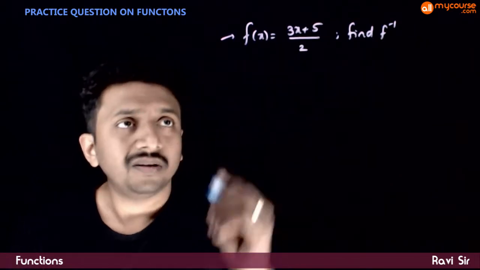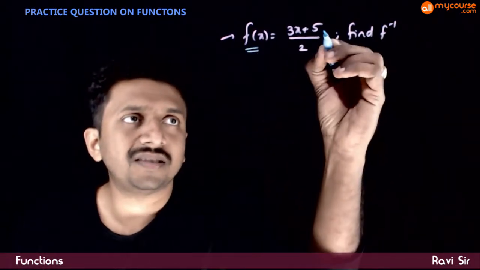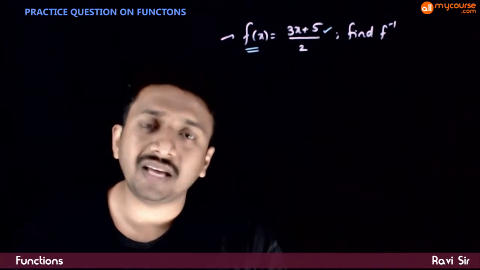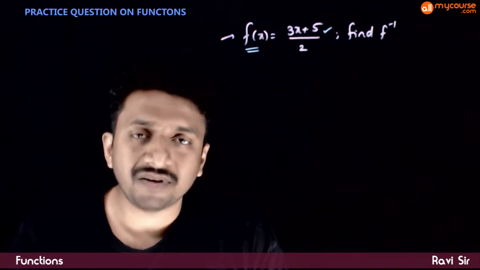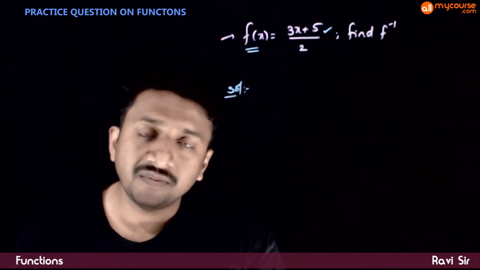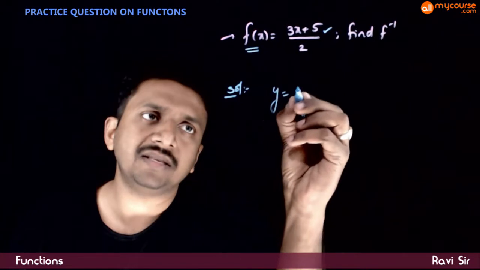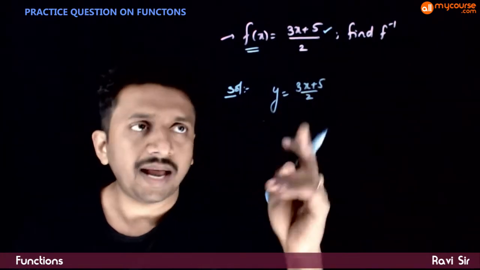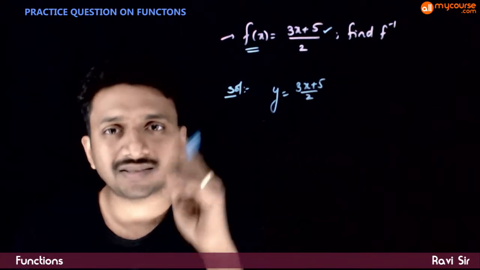In this question, you're given that f of x is (3x plus 5) by 2. You're asked to find the inverse function in a very straightforward problem. So how do you find the inverse? You start with y is equal to (3x plus 5) by 2, and you need to find what x is.